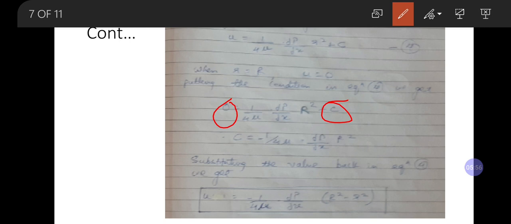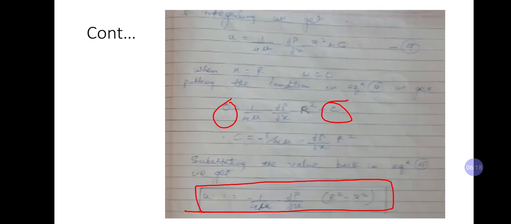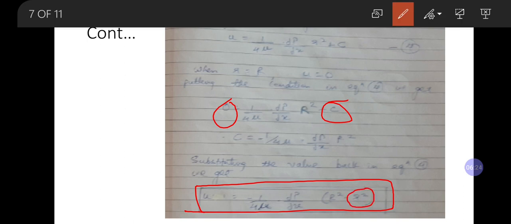Finally, if I put this value of c again in equation 4, I'll get the final equation of velocity, which is u equal to minus 1 upon 4 mu del p by del x into capital R square minus small r square. Now this u will vary if I change small r. I may have different values of small r, sometimes r is equal to 0.5 meter, sometimes 0.25 meters. So this value of u will change for different values of small r.